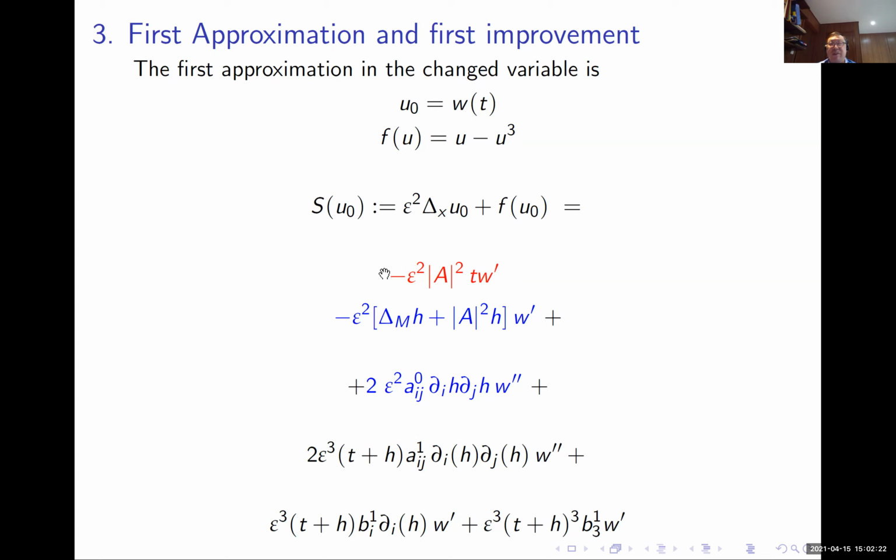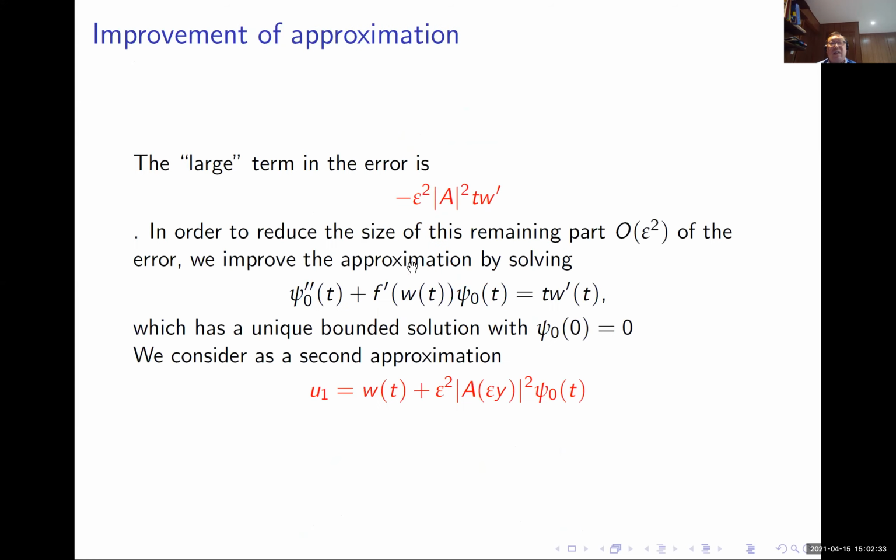So first we want to get rid of this term, because this one only decays like 1 over r to the 4, which is not good. So we just improve this term. We solve this problem as a one-dimensional problem: you solve for t w prime, and you freeze the coefficient. Then you just add this term into the approximation. Now we do this.